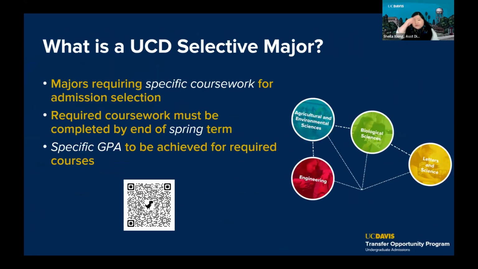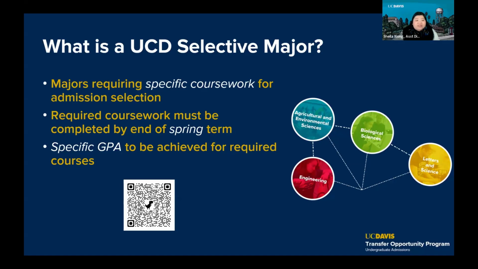All right, so the next part is selective majors. So what exactly is a selective major, right? Especially for UC Davis. Here at UC Davis, a selective major is a major that requires you to have specific coursework and or GPA requirements for admission. Now note that selective majors will vary from one UC campus to another. So if you are thinking about applying broadly, definitely check in with the other UC campuses that you're also considering.